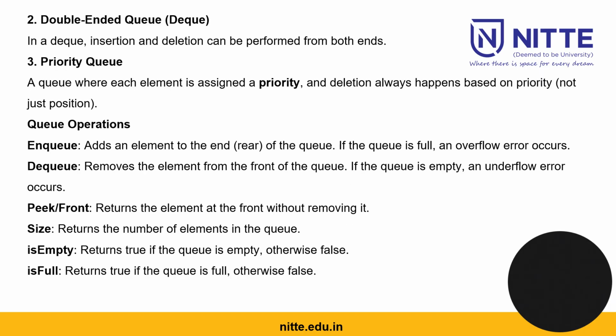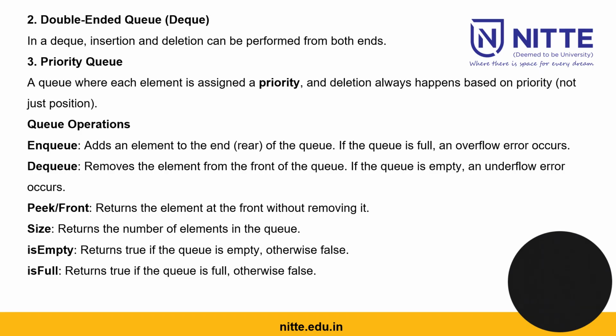Now the double-ended queue, or we can also call it DQ. D means double, E means ended, Q is queue, double-ended queue. Here insertion as well as deletion will be performed from both ends. That means at the front end you can insert and delete, and at the rear end also you can insert and delete an element. That is called a double-ended queue.